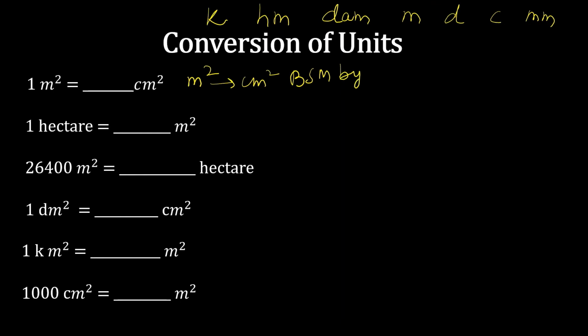Now see, meter square to centimeter square. So meter to centimeter, meter is a bigger unit, so it is a BSM. You have to multiply. By which number you have to multiply? Meter to decimeter, decimeter to centimeter, 2 jumps. So you will multiply by 100. And because it is a square unit, right, 1 meter square, so you will multiply by 100 into 100. So 1 meter square is nothing but 1 multiply 100 multiply 100, so 10,000 centimeter square.